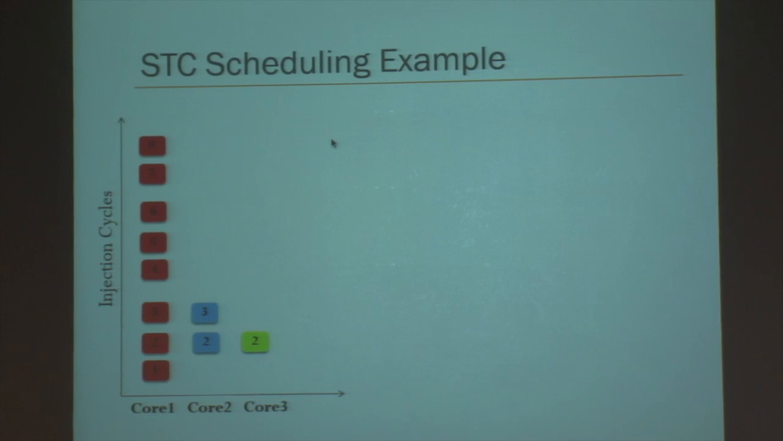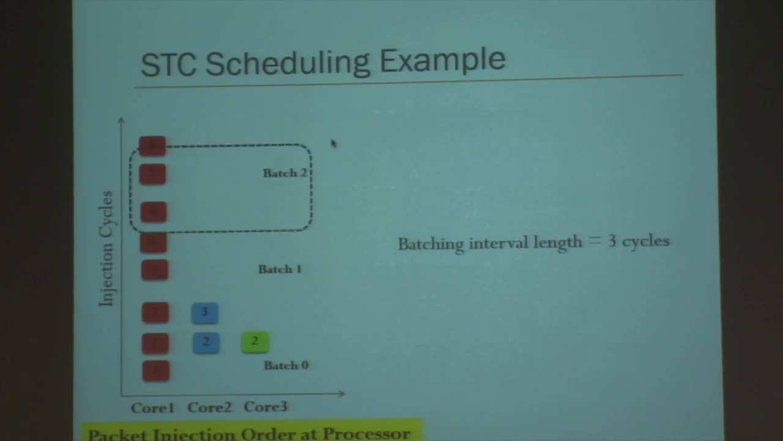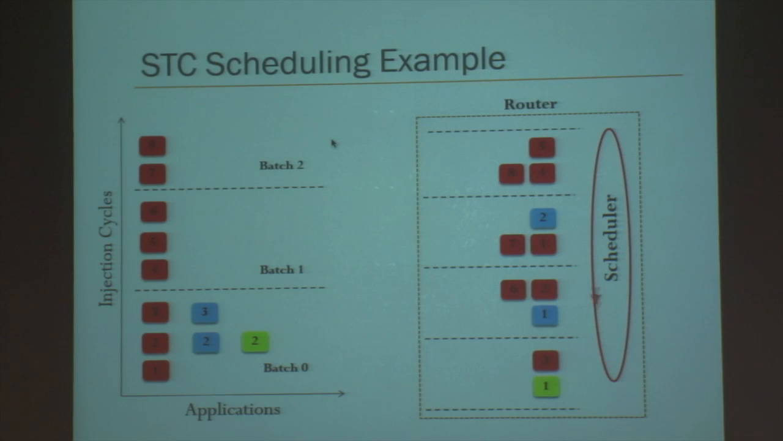And this example here, I think, captures the core of the paper. This shows you 3 cores injecting packets into the network. You have a red application, a blue one, and a green one. The numbers correspond to when these packets were injected, which cycle. They set the batch length to 3 cycles. So these are one batch, these are the second batch, and these are the third batch. Now, the STC ranking tells us that green ones have higher priority than blue ones, which have higher priority than red ones, right? So the green ones are the most critical packets.